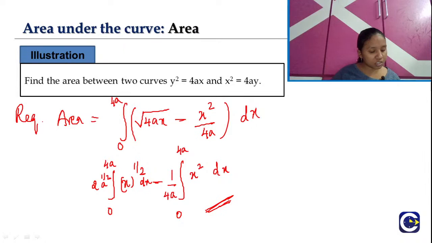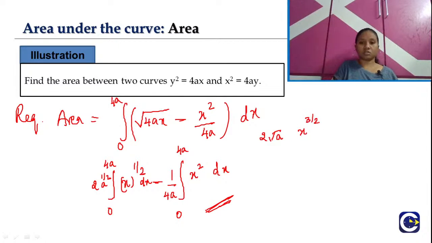Okay, Siddharth has given some answer. Can you check once? So let's see. Here we are having 2 a power 1 by 2, right? So that is 2 root a. So x power 1 by 2 will become x power 3 by 2 here, and in the denominator it will be 3 by 2, which turns out to be 2 by 3 here. And minus, so here it will be, 0 to 4a.